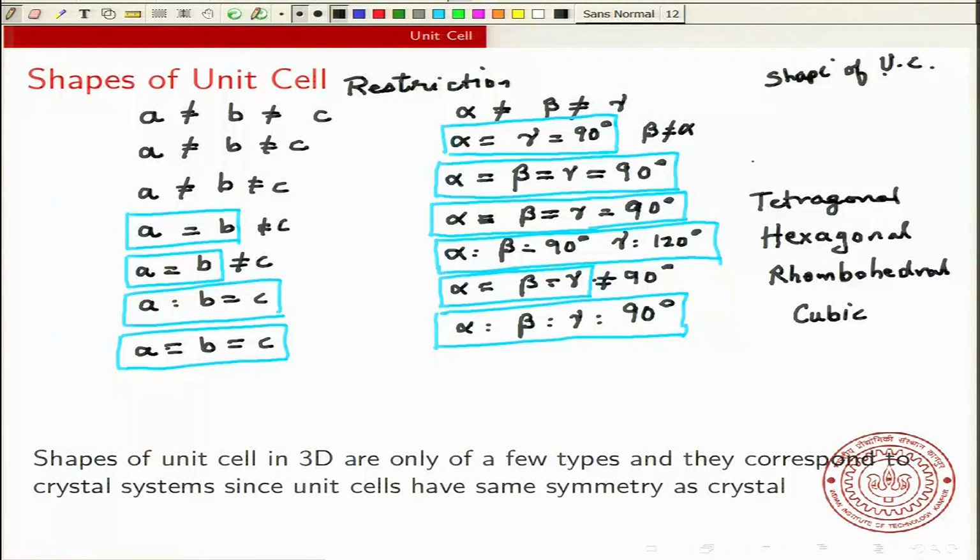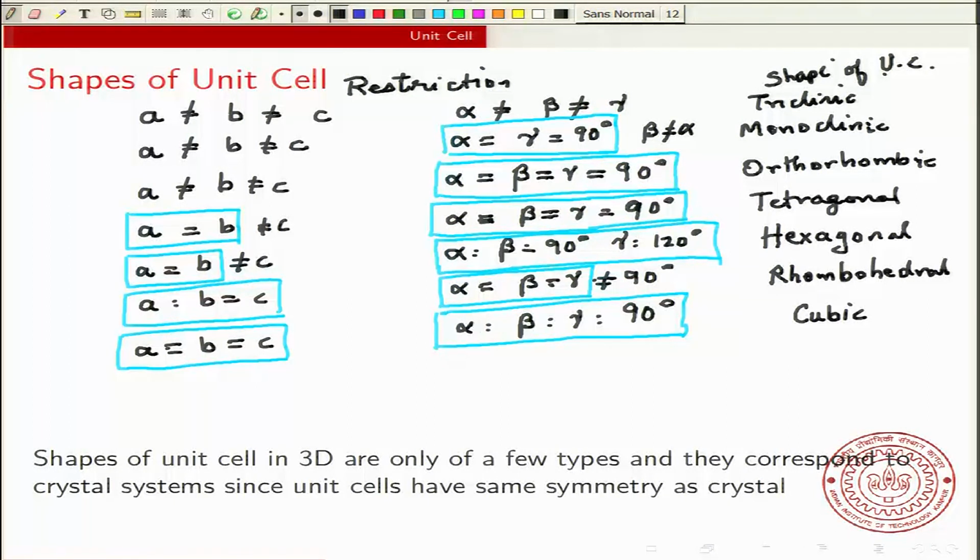This refers to orthorhombic. Okay, this refers to monoclinic. And this refers to triclinic. Okay. So, basically a triclinic cell has no restriction, and what is important is that for a triclinic cell, A is not equal to B, not equal to C, and alpha is not equal to beta, not equal to gamma.